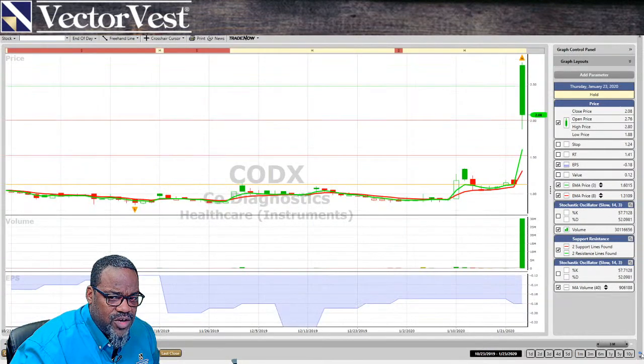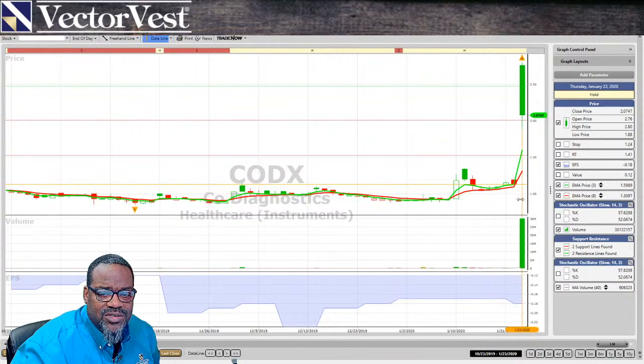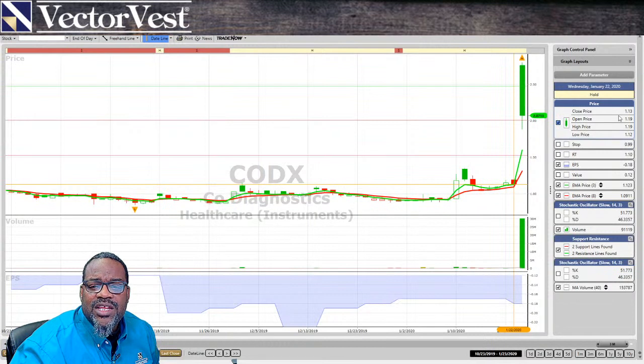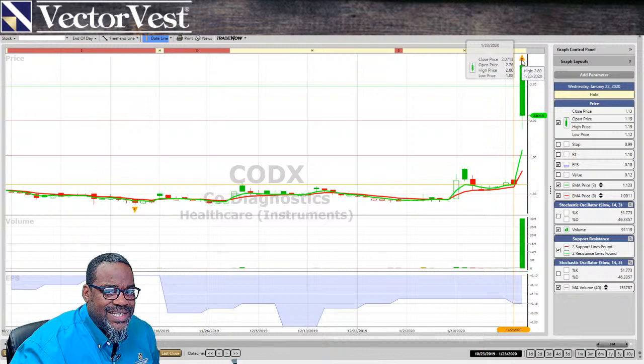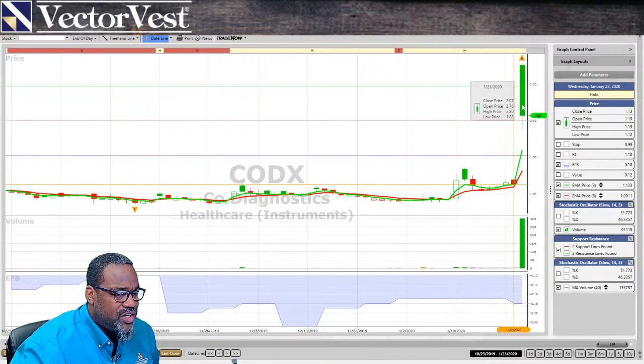So there's a couple in here I do like. CODX gapped up this morning, closed candle, which means that the price started at the top of the candle and fell. That's a lot of profit taken. Let's go check that out. Yesterday, the stock's price closed at $1.13. This stock went up as high as $2.80. That's all profit taking, especially when the stock's price was moving sideways. Probably wouldn't touch this as well.